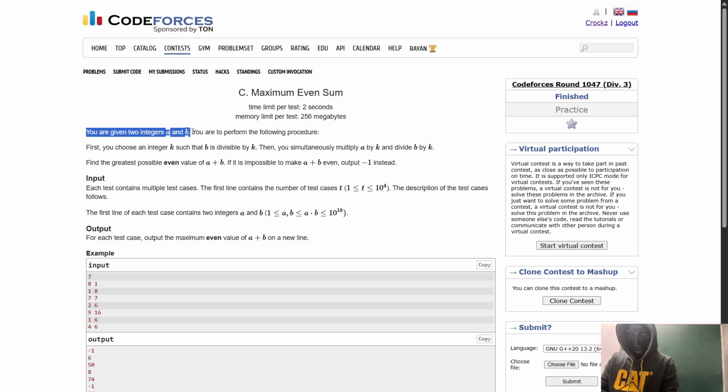You are given two integers a and b. You are to perform the following procedure. First, choose an integer k such that b is divisible by k. Then we simultaneously multiply a by k and divide b by k. Find the greatest possible even value of a plus b. If it is impossible to make a plus b even, output -1 instead.